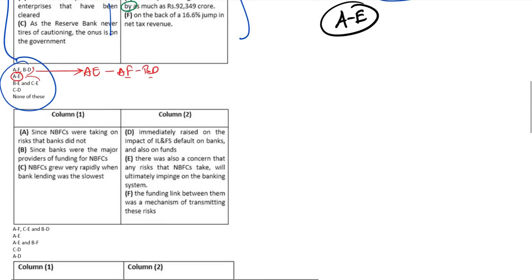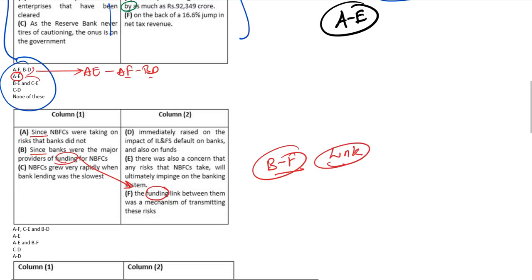If you look at the other question, right, "since NBFCs were taking on the risks that banks did not", so you have A, then you can say that banks did not immediately raise on the impact. There was also a concern that any risk, the funding. So I do not see anything that is going with this as of now. Then let's move ahead with the second one. If you look at B, "since banks were the major providers of funding for NBFC", so funding has been talked about out here. So since is here, okay, we'll pause it. Then if you read out here, funding has been mentioned out here. So there is a correct link out here. So B goes with F. So again, the rule says that you need to link your sentences.